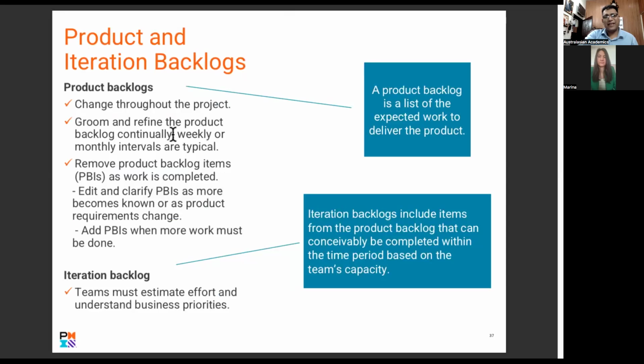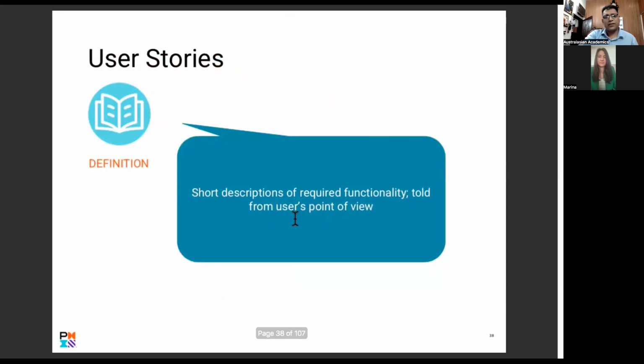All right, we discussed product backlog, iteration, user stories. We discussed short descriptions. A user story is a short description of required functionality told from the user's point of view. That means a short, small description of the functionality.